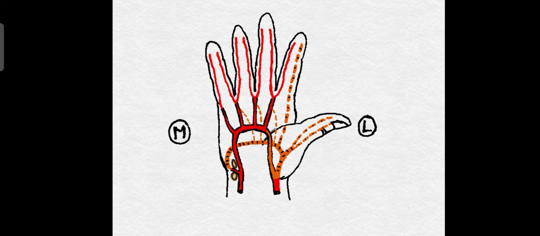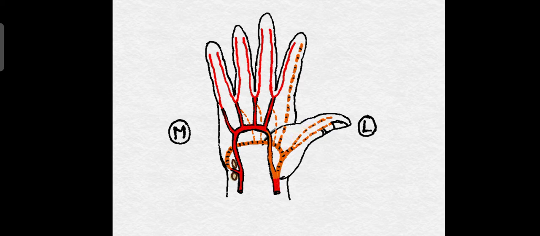In this representation I have drawn the terminal branch of the ulnar artery joining with the superficial palmar branch of the radial artery. On the medial aspect you can see the ulnar artery and here the radial artery. Distal to the pisiform bone it runs forwards, then turns laterally, runs deep to the palmar aponeurosis, and finally joins one branch arising from the radial artery.